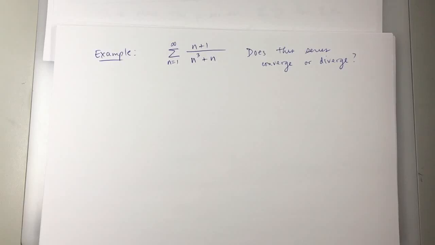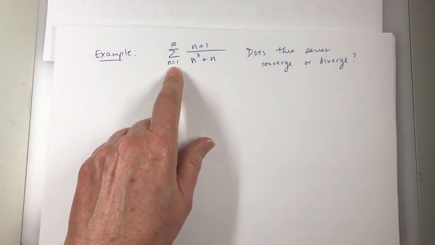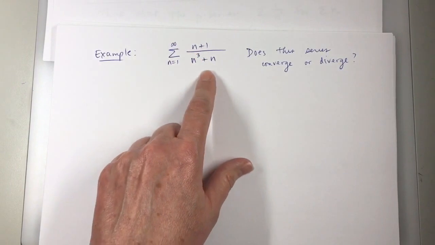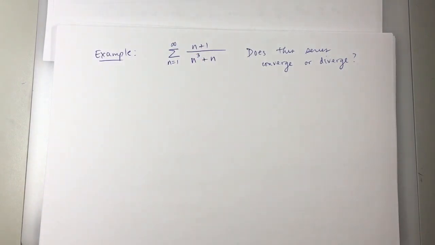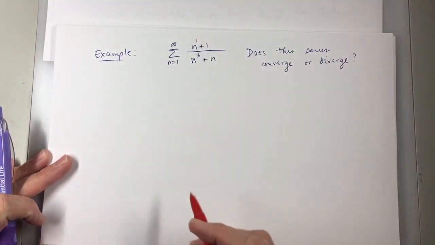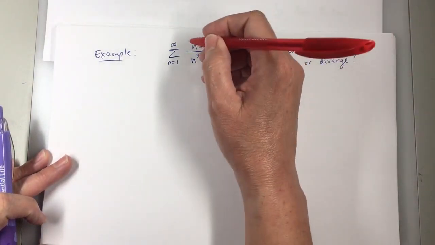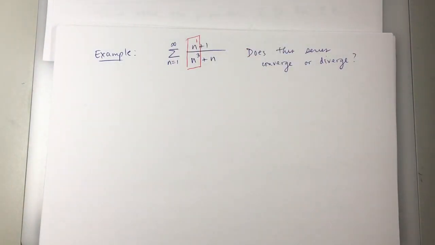So here's another problem, and I want to know if this series, the sum as n goes from 1 to infinity of n plus 1 over n cubed plus 1, does it converge or diverge? So look at the numerator. What's the highest degree? 1. On the denominator, the highest degree is 3. These are the terms that are kind of in control of the whole series.